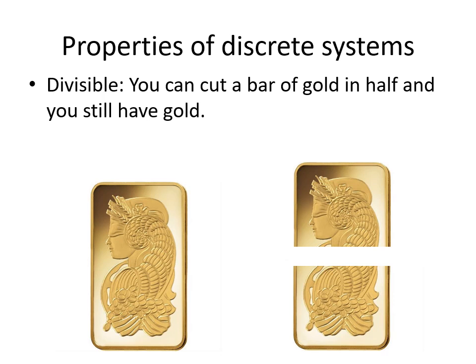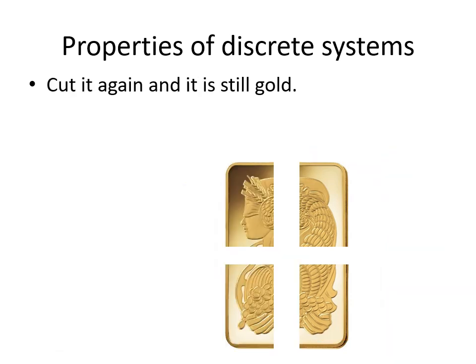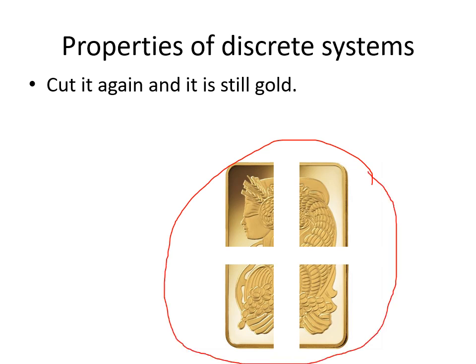So the property of a discrete system is that it's divisible. In other words, I take this gold bar, I can cut it in half, and I still have gold, just two different pieces. And I cut it in half again and still have gold. Now, interestingly enough, this logic was used by some philosopher in either ancient Rome or ancient Greece who basically theorized the existence of atoms long before they could know atoms.